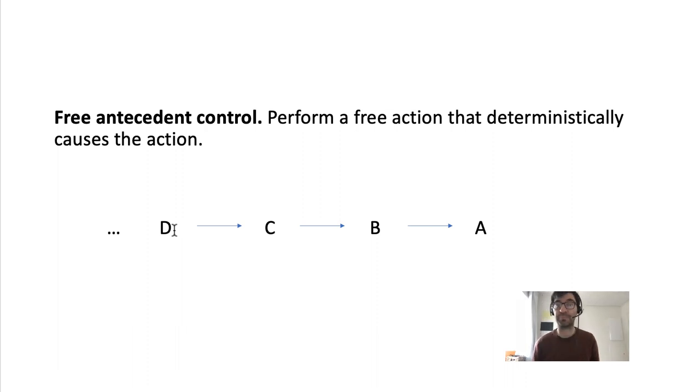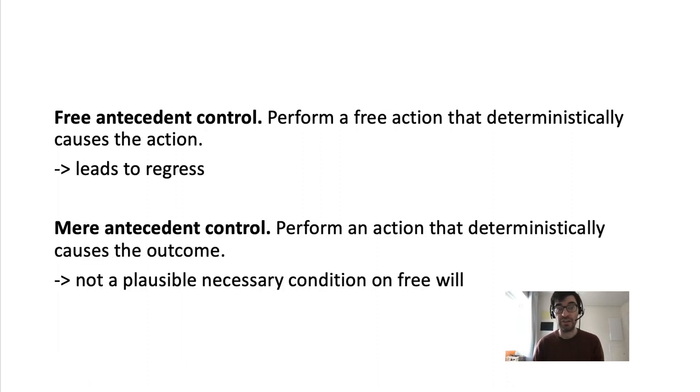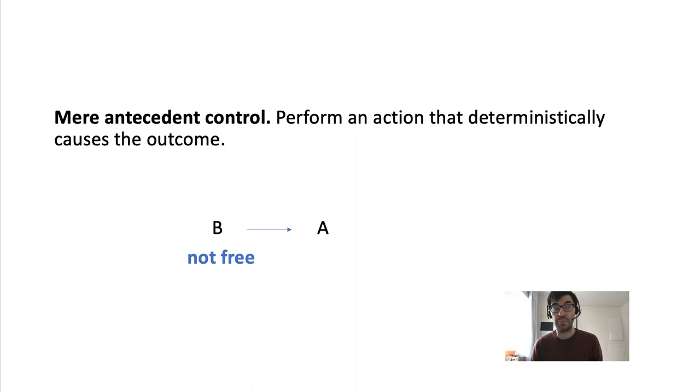So basically, for an agent to ever perform a free action, she would have to have performed infinitely many other free actions at an earlier time. So that is not a good proposal. So then we are back to the second way of understanding antecedent control as mere antecedent control. So mere antecedent control still requires that for A to be free, you have to be able to perform an earlier action B that deterministically causes A, but now B no longer has to be free, and so you don't face any kind of regress worries.